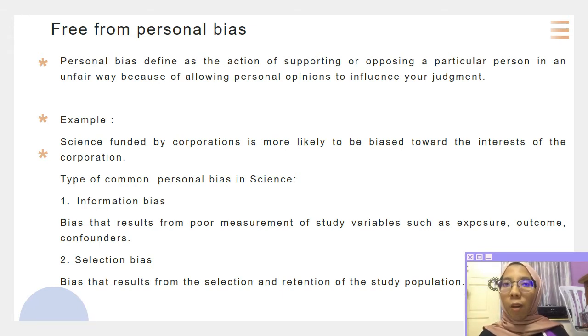There are many types of common personal bias in science, but we will only focus on two, which are information bias and selection bias. Firstly, information bias. Information bias results from poor measurement of study variables such as exposure, outcome, and also confounders. But selection bias results from selection and also retention of the study population.